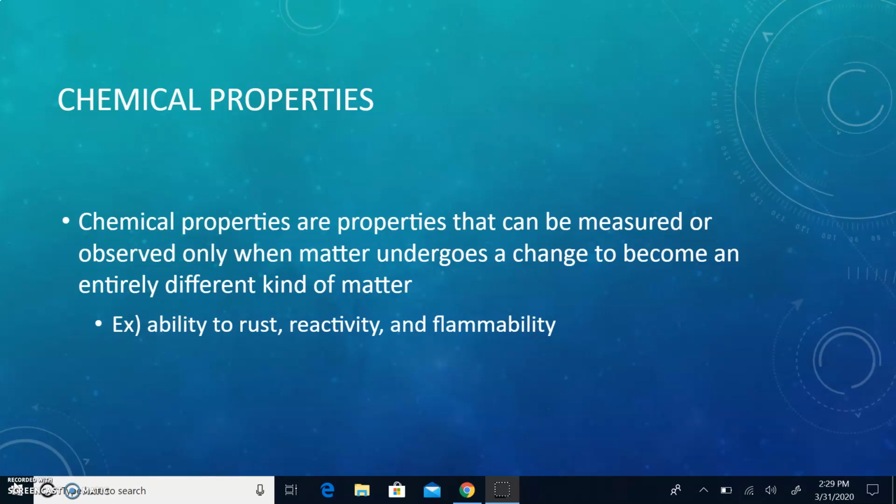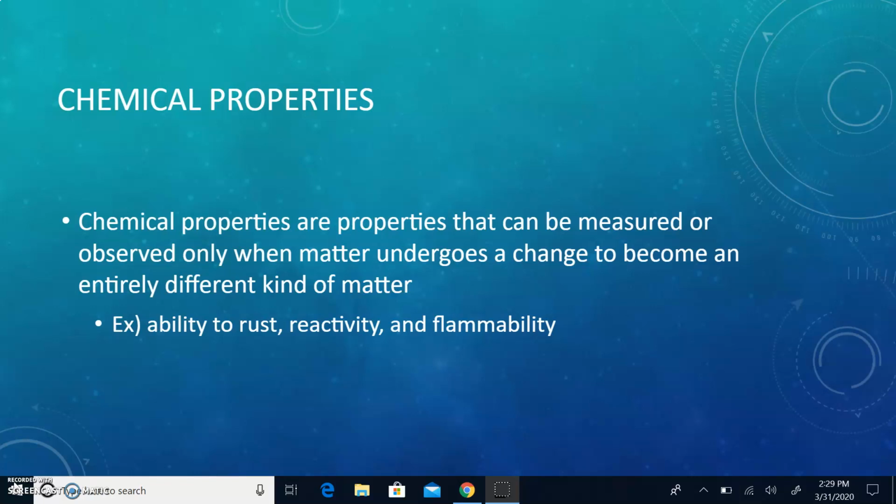Okay, and so you see the examples that have been listed here, the ability to rust. When you think about a piece of metal, when it gets exposed to water and oxygen, the metal loses its strength and it begins to flake off, right? It's no longer the same metal. Its properties have been changed because it's made up of different types of atoms now that are no longer the same. So it's not just one type of atom, it could be multiple types of atoms, or it could be a different atom altogether.